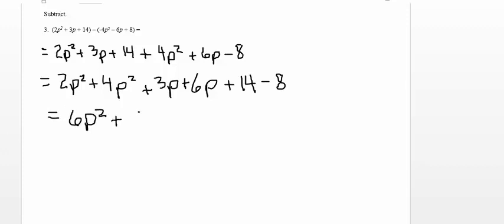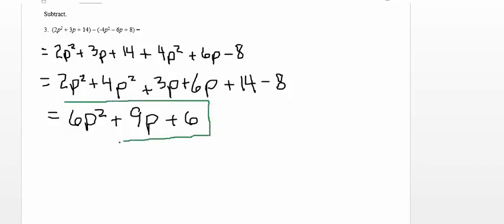2p squared plus 4p squared is 6p squared. 3p plus 6p is 9p. 14 minus 8 is 6, positive 6. And this is my final answer. Let's look at another subtraction.